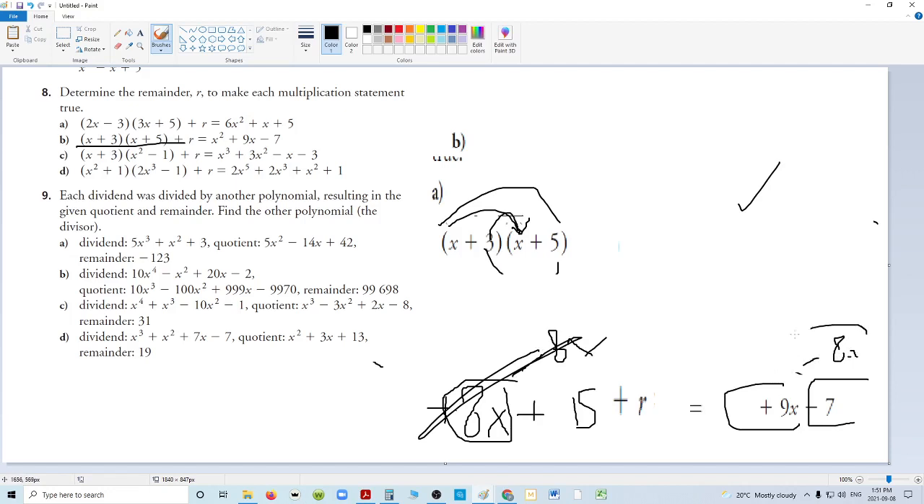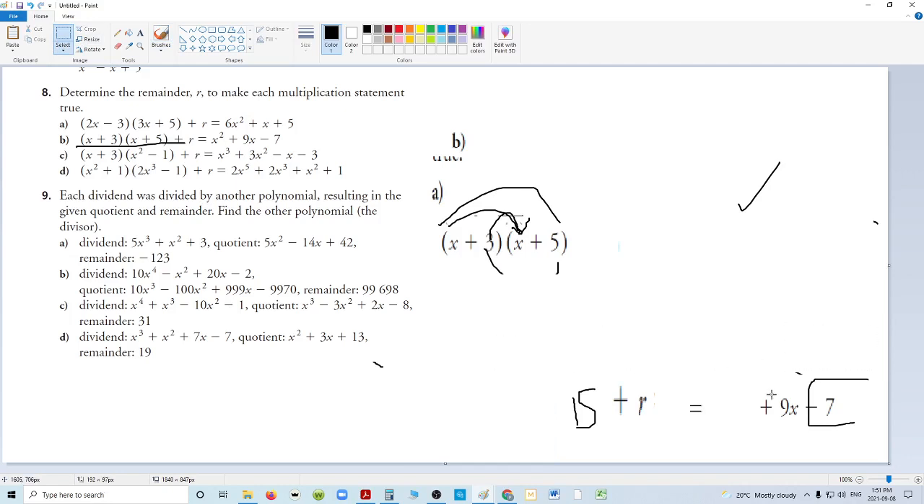What is 9x minus 8x? It's 1x. So I'm left with 15 plus r is equal to x minus 7. So I can just get rid of that 9. What's my last step to get r alone? I subtract 15 from both sides. So what's minus 7 minus 15? It's minus 22. So I can see that I'm left with r is equal to x minus 22. If you look up your remainder, you will discover that's true.